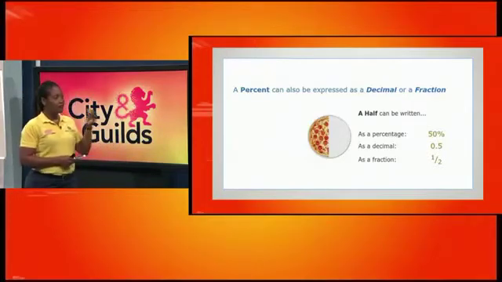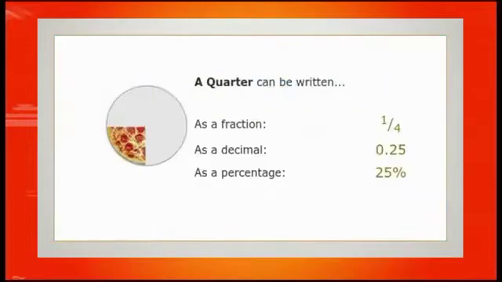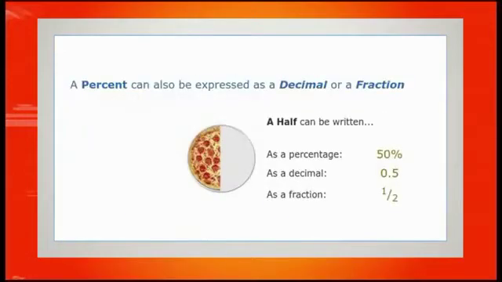So here we have 50% of the pizza is eaten. Now, I can also say half of the pizza is eaten and represent that as a fraction. Or as a decimal fraction, 0.5, or what we say 5/10 of the pizza have been eaten. All right? So a half, let's go back to that. 50% is the same as 0.5 or 5/10, and it is also the same as half.